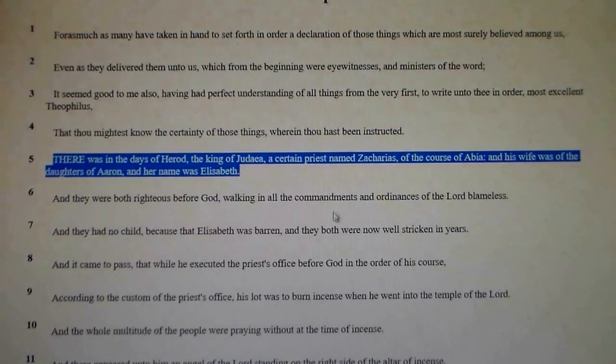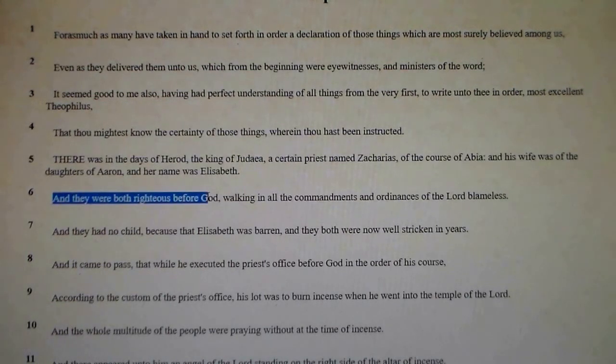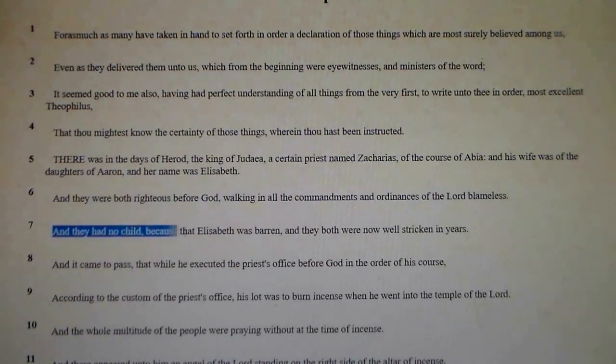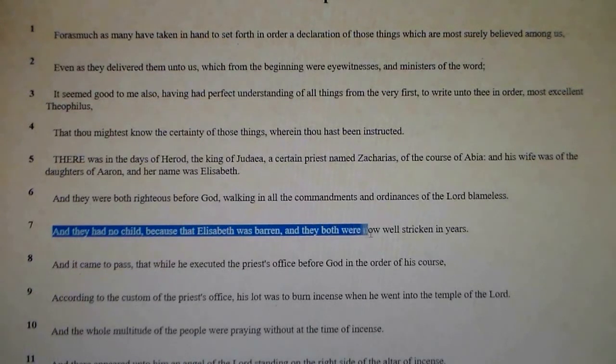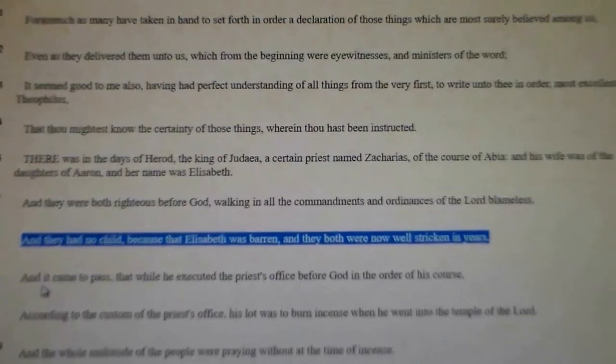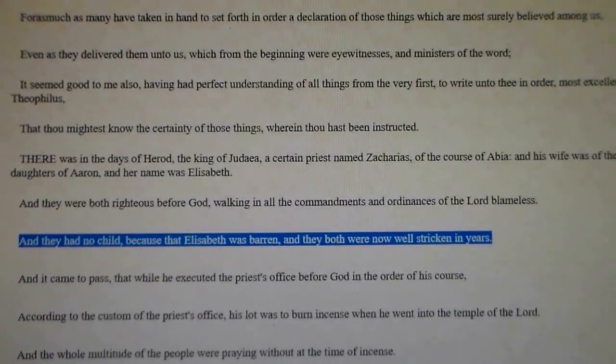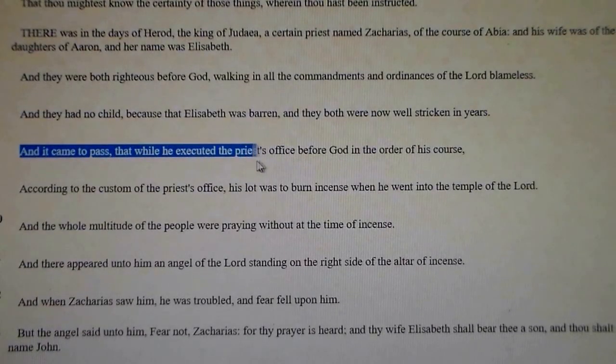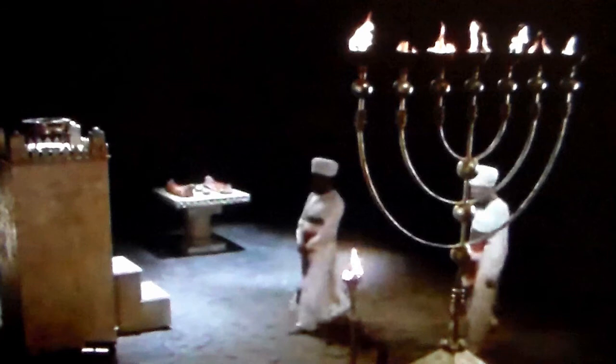Let's go ahead and start reading more. Verse 6 says, "And they were both righteous before God, walking in all the commandments and ordinances of the Lord, blameless." Verse 7, "And they had no child because Elizabeth was barren, and they both were now well stricken in years." So she was too old to have a kid. So this was going to be a miracle from God, right?